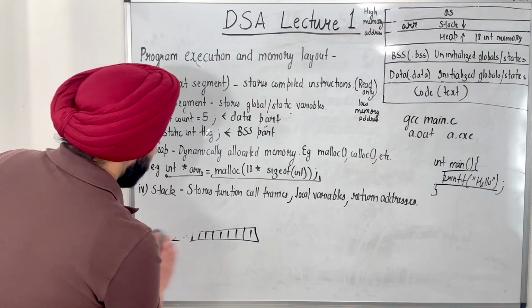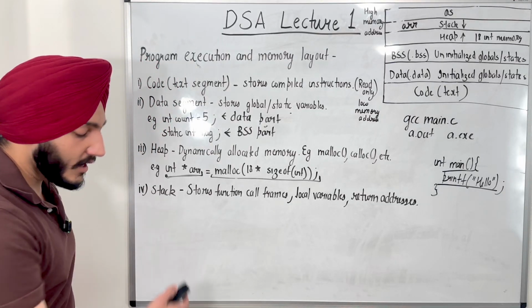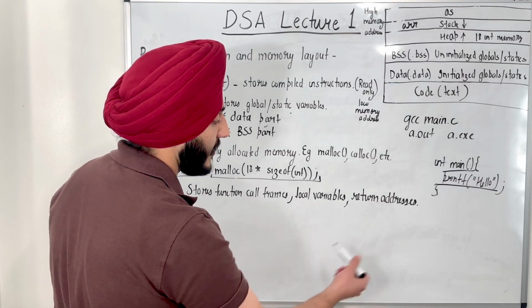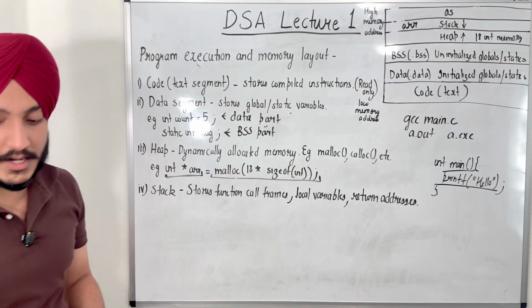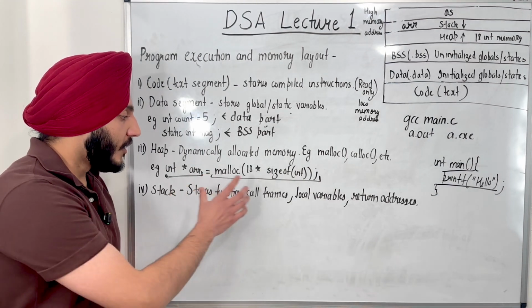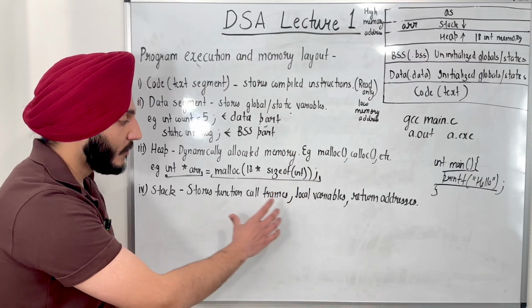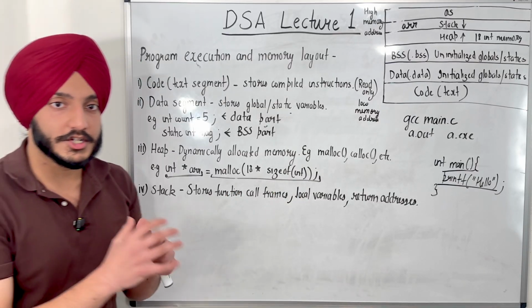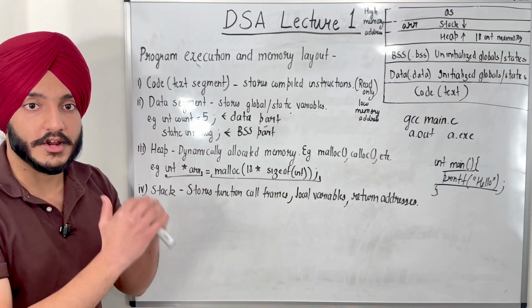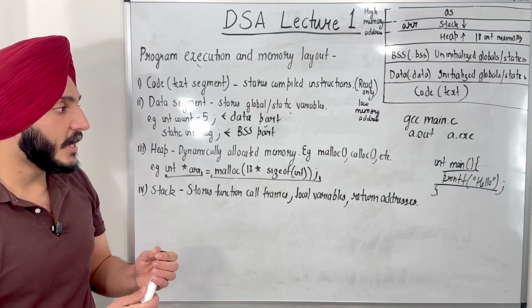Okay. So finally, we have the stack. The stack stores the function call frames, local variables, and return addresses. Let's try to understand what this means, taking each word. Function call frames: whatever function we create, we reserve further space for running that particular code.